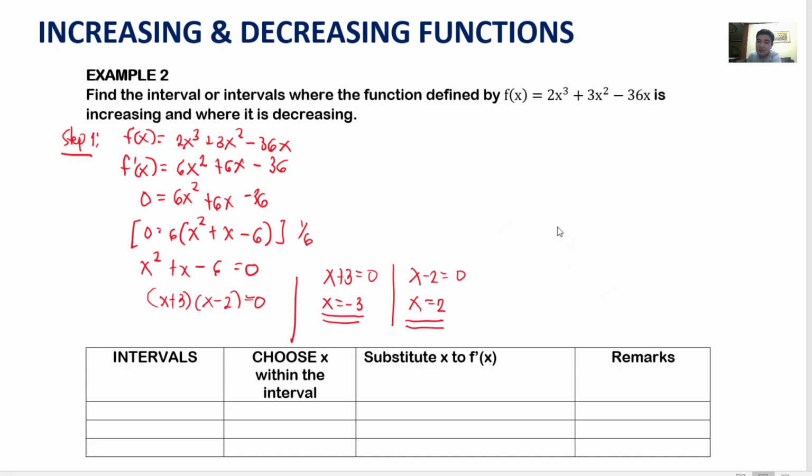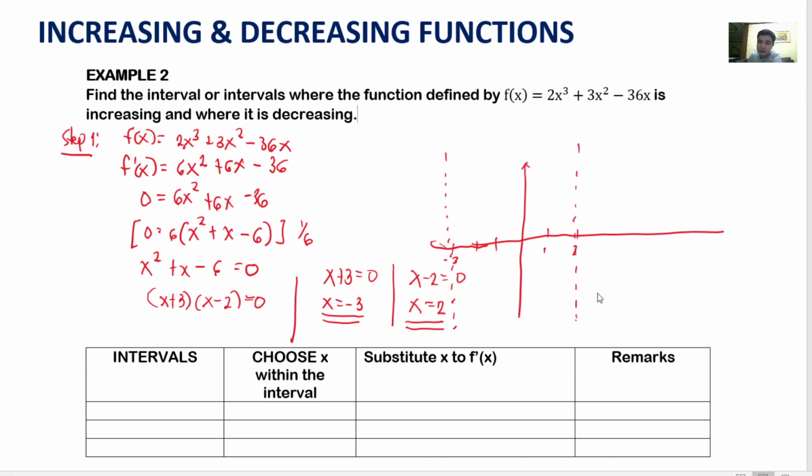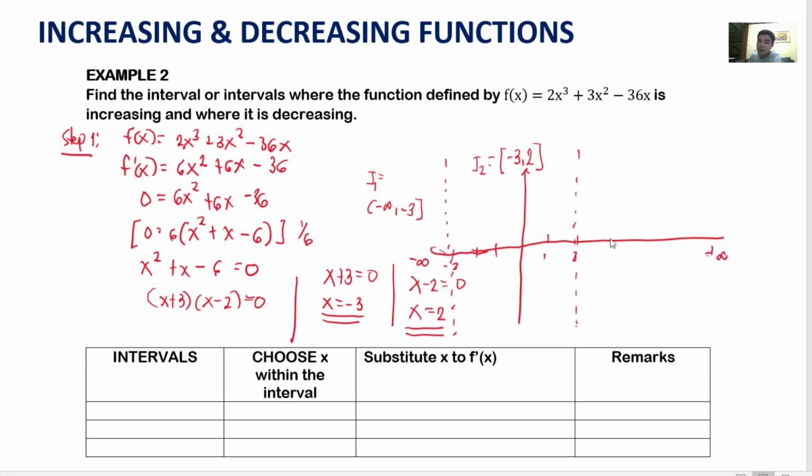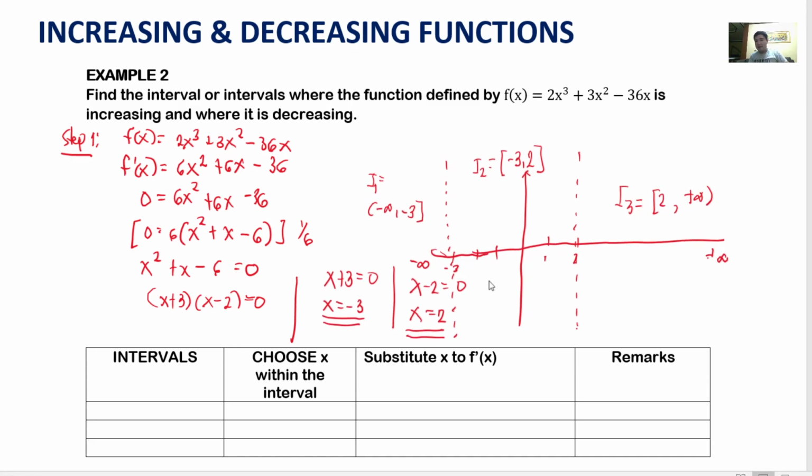So, ibig sabihin ng class, yung mga values ni x, pag i-plot natin yan class, ito yan. So, negative 3, and then positive 2, and then positive infinity. Then, we have negative infinity. So, ang intervals natin class, interval 1 is from negative infinity to negative 3. And then, ang interval 2 natin class is from negative 3 to positive 2. And then, ang interval 3 natin class is from positive 2 naman to positive infinity. So, dito class, hindi natin alam kung dito ba sa negative infinity to negative 3 increasing siya or decreasing, and then sa interval 2 decreasing, increasing, then interval 3 increasing or decreasing.